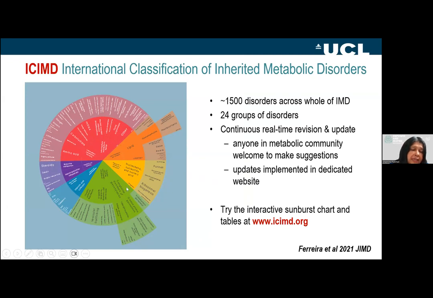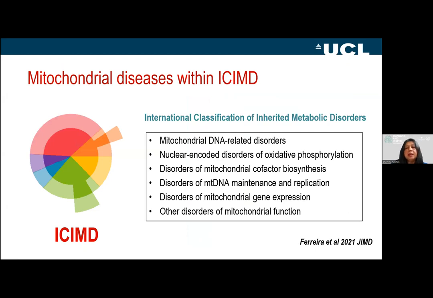You can click on it and pull up a table that lists all of the genes in a particular piece of that chart. So the mitochondrial diseases within the ICIMD include mitochondrial DNA-related disorders, nuclear-encoded disorders of oxidative phosphorylation, disorders of mitochondrial cofactor biosynthesis, of mitochondrial DNA maintenance, replication, and gene expression, and then some others that we've lumped together, really because otherwise we'd have had a huge fragmentation of different causes.